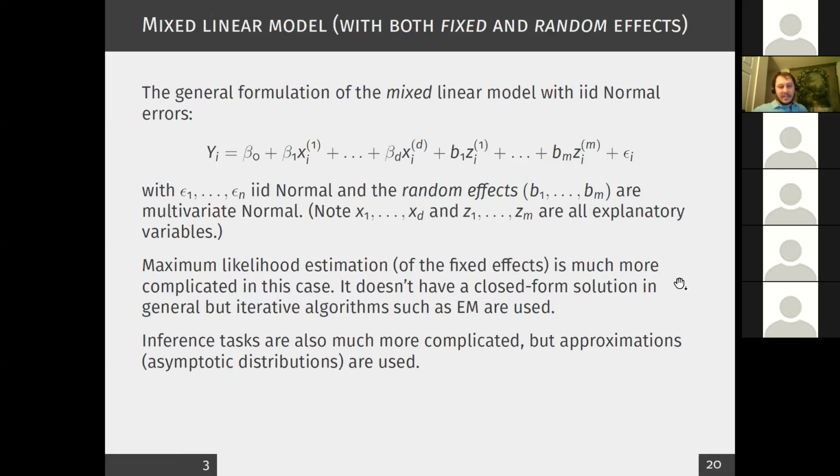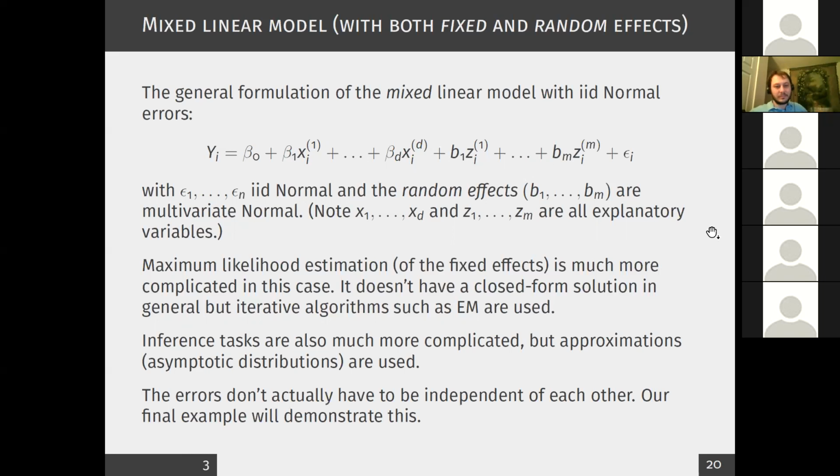And inference tasks are much more complicated. You don't have a straightforward way of calculating the p-value for the assumption that the b's are 0, or even that the betas are 0. Once you include the b's, you have to make approximations. People disagree on what approximations to make, what method of hypothesis testing to use, and whether it's even legitimate. And we'll see that in a second too.